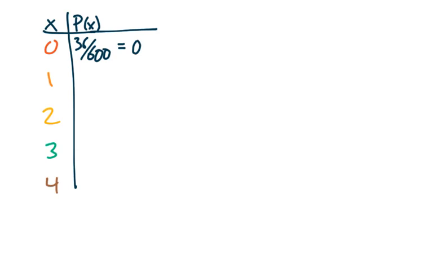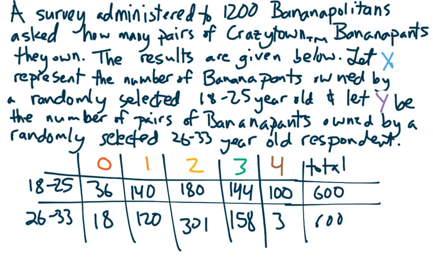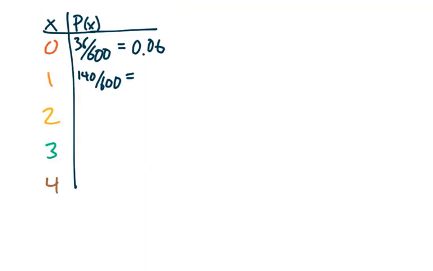And we can go ahead and make this into a decimal, because that's what we usually do for this stuff, right? Although you'll find that sometimes fractions are going to make this easier rather than decimals. What's the chance that a randomly selected respondent in this age range, 18 to 25, is going to fit into the one pair of Crazy Town banana pants? Well, there were 140 people in this column out of a total of 600 people. So 140 out of 600 as a decimal, that's a 23.33% chance.